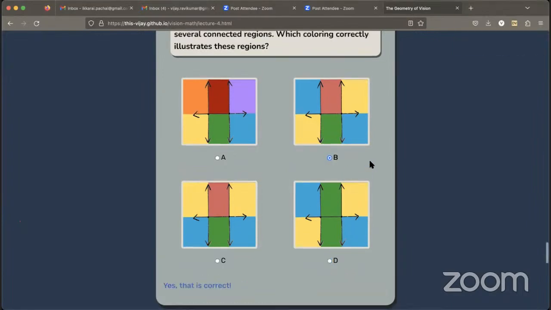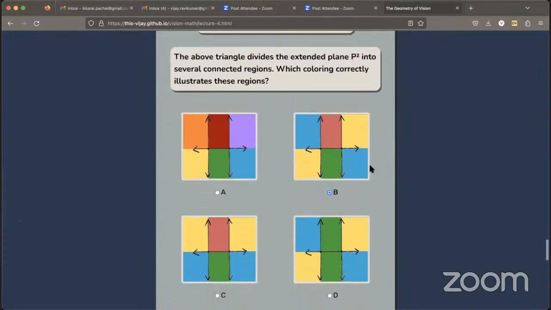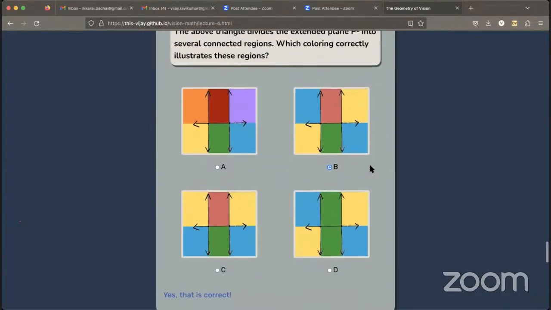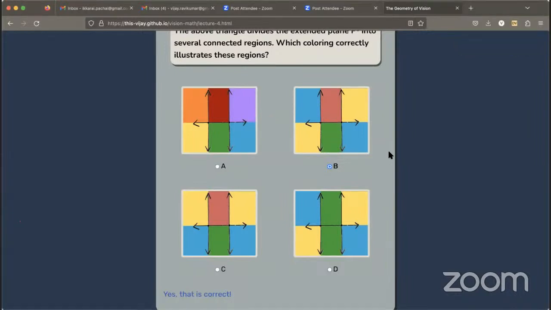So maybe can you now explain why B is the correct answer? Okay, so first of all, because the two lines meet at infinity, these two triangles are different. So D is eliminated that way. Which two triangles? On the upper half and lower half, these two triangles are different. So you mean this red triangle here? Red and green are distinct. So D is eliminated naturally.